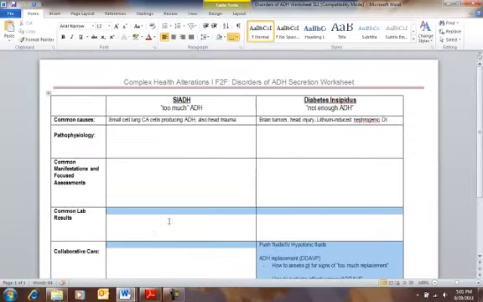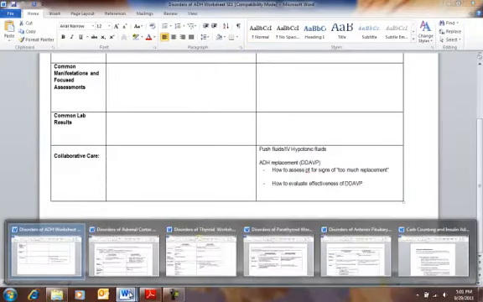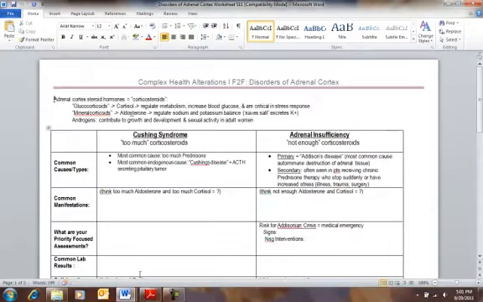Okay, now let's talk about Cushing's and adrenal insufficiency. Now the difference with these conditions is that with Cushing's they have too much corticosteroids. And remember, corticosteroids include your mineralocorticoids, which is your aldosterone. And as you remember, aldosterone saves salt, and as it saves salt, it gets rid of potassium. So in addition to aldosterone, they'll also have too much cortisol.